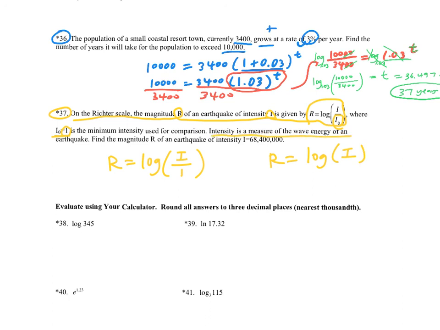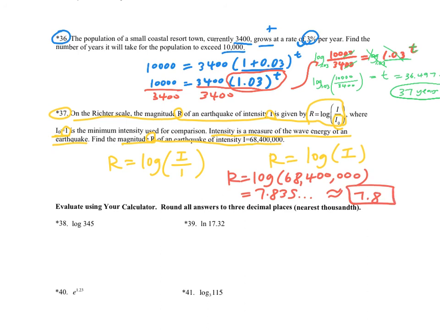Intensity is a measure of the wave energy of an earthquake. Find the magnitude R of an earthquake of intensity I equals 68,400,000. So I'm solving for R when I equals that. So all you have to do is just plug in the I. Plug that into your calculator. It's the common log of that, and you get like 7.835... Again, I would tell you what to round to, but it's about 7.8 in terms of the magnitude on the Richter scale.